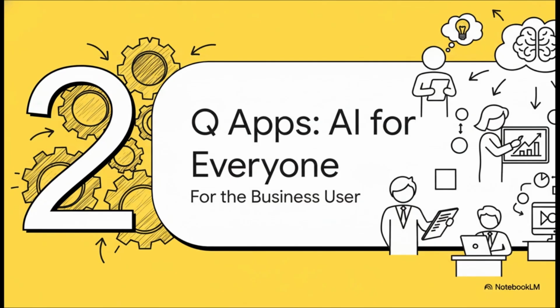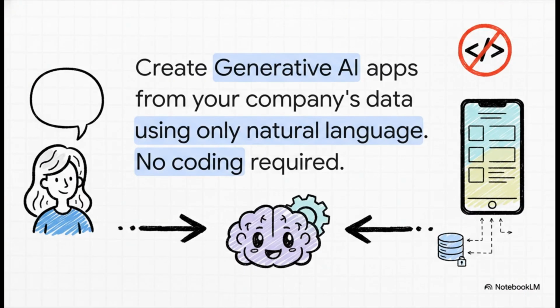Okay, let's get into the first of Q's identities. We'll kick things off with Q Apps, and this one is aimed directly at the non-technical users in a company. And this is a really big deal. What we're talking about here is letting anyone in your organization build their own custom apps powered by AI using your company's own data. And get this, without writing a single line of code. It's all about making app development accessible to everyone.